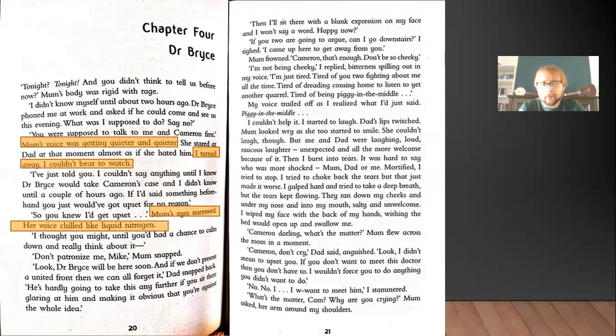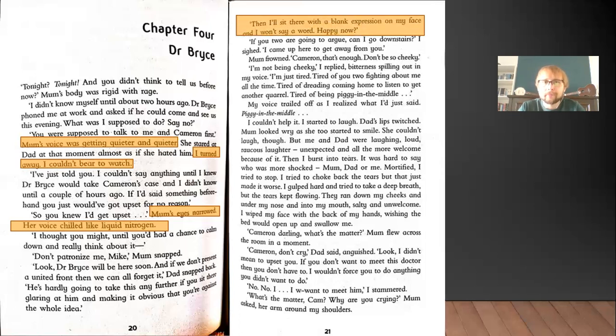This is one of my favourite little bits of description. "Mum's eyes narrowed, her voice chilled like liquid nitrogen." It's almost scary. She's so angry, so livid with what's going on. She's tightening her eyes and her voice is now icy cold. So that's an excellent bit of description there, I would say.